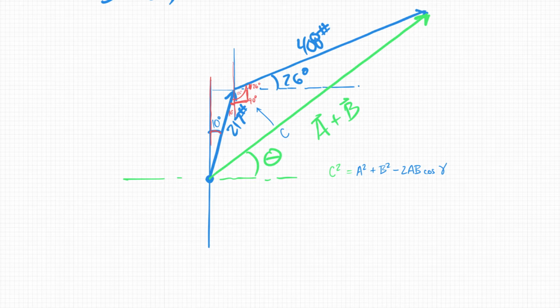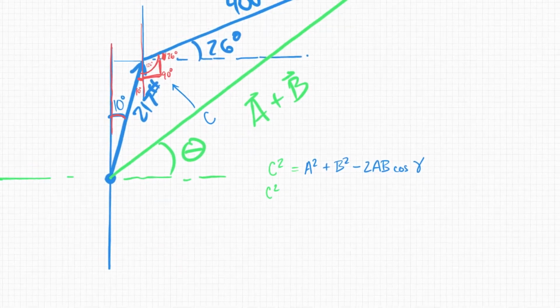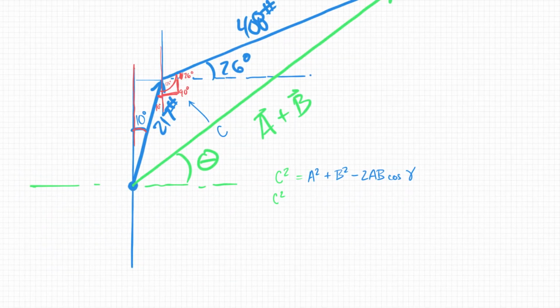Okay, so let's go ahead and solve this. We're just going to plug and chug here. It doesn't matter which one's A and which one's B. However, I'm going to try to keep them color coded. So A squared in this case is 217 pounds, we'll square that, plus B squared, which is 408 pounds, squared, minus 2 times 217 pounds times 408 pounds times the cosine of that angle, which we decided was 126 degrees. And I'll just go ahead and put that in red, 126 degrees.